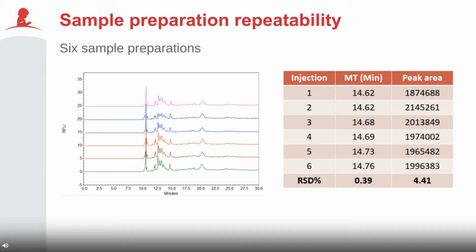So how about from batch to batch? That is, from one day to the next. What does the precision look like there? For 6 independent sample preps, the relative standard deviation of the migration time and peak areas are no more than 1% and 5% respectively. So the percent RSD is still quite satisfactory.